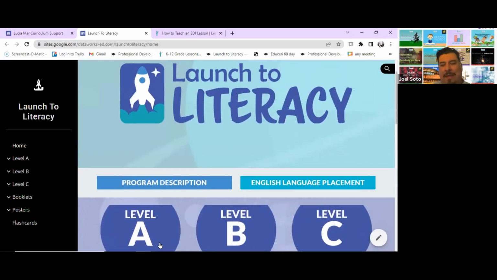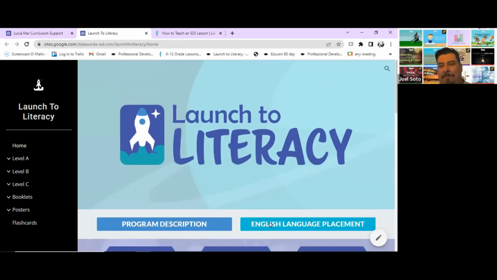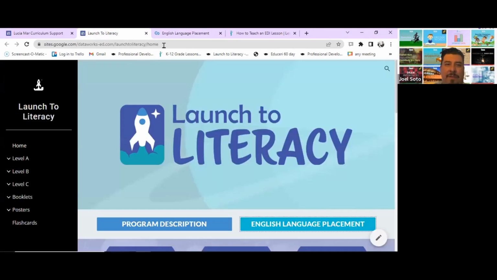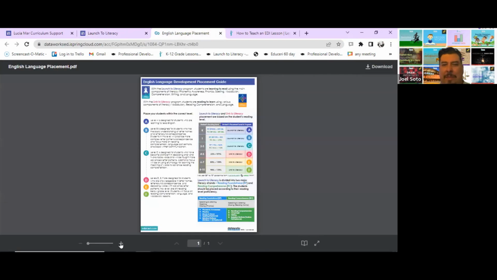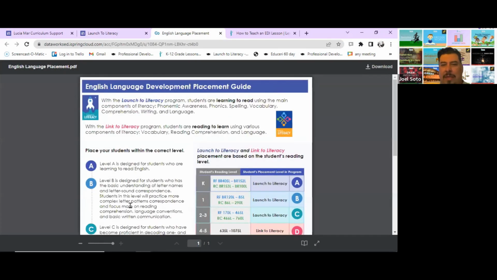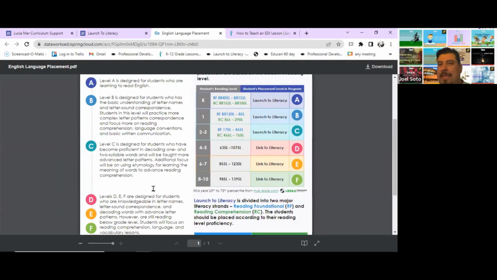Okay, let's go right here. This is my 3 levels, but before I do that, Launch to Literacy is learning to read, and I clicked on my placement guide. For those of you who want to follow along at home, I'm going to put this in the chat. Everyone should have access to this now. You got an email from me. I clicked on English language placement. This is my placement level. I'm just going to zoom up right here, and this is how we do it.